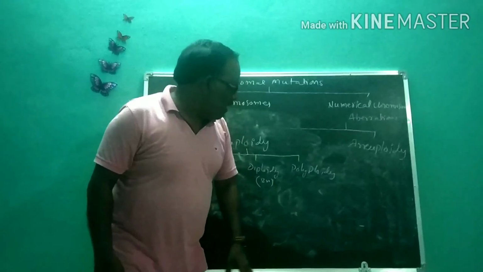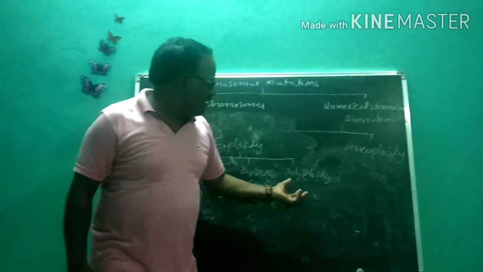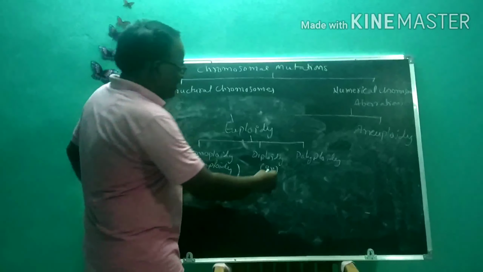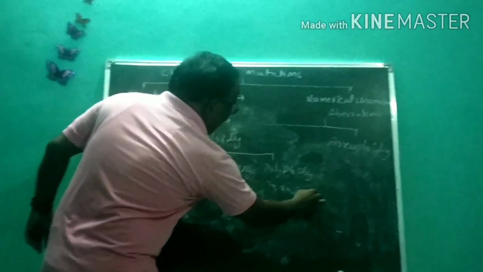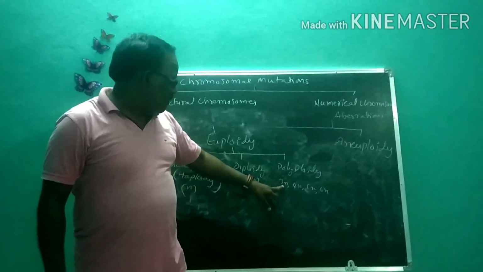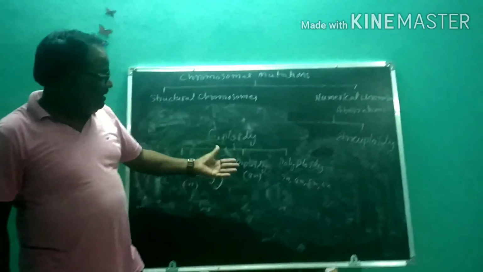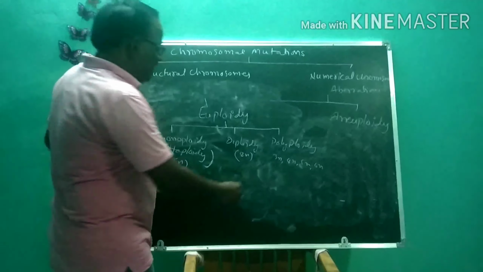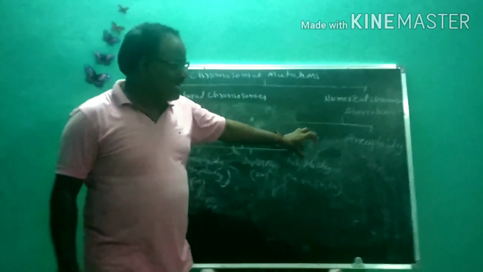Next, the third one, polyploidy. Poly means many, and ploidy means unit, so there are many sets of chromosomes. For example, sometimes 3n, 4n, 5n and 6n, meaning triploidy, tetraploidy, pentaploidy, hexaploidy and so on. The more n's there are, the more the polyploidy increases. Polyploidy is generally of two types: primary and secondary.